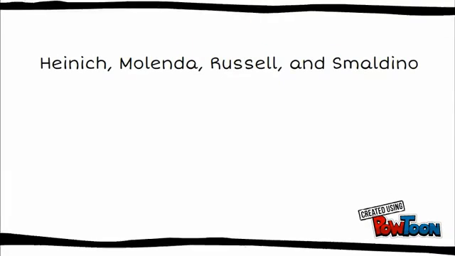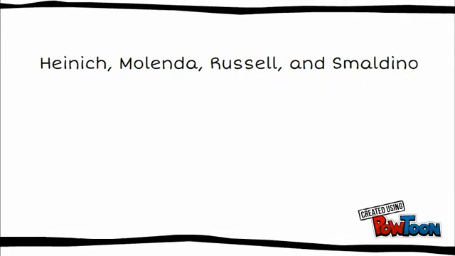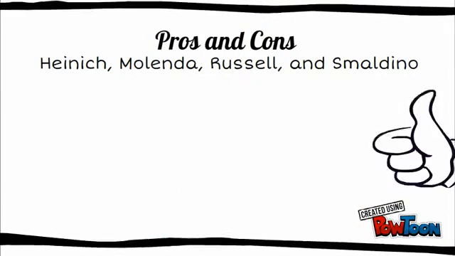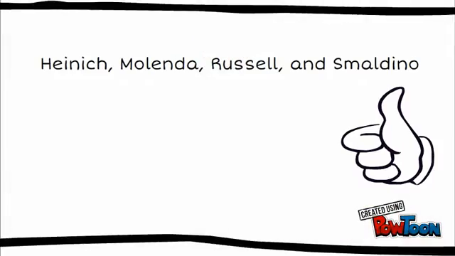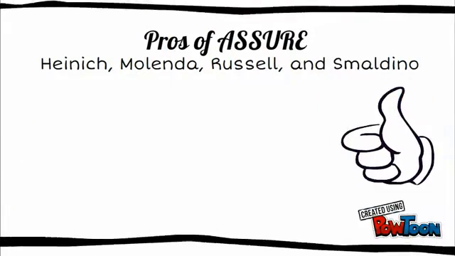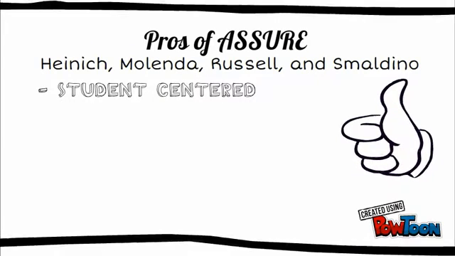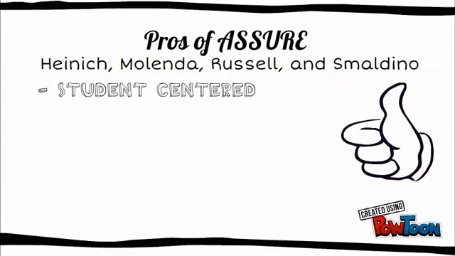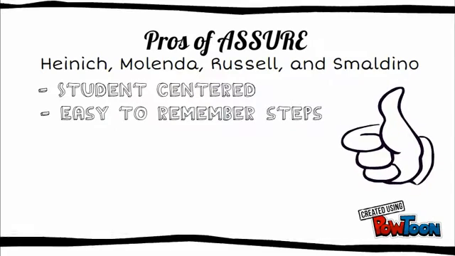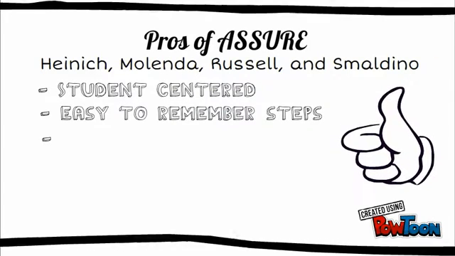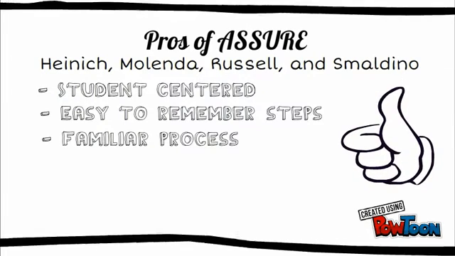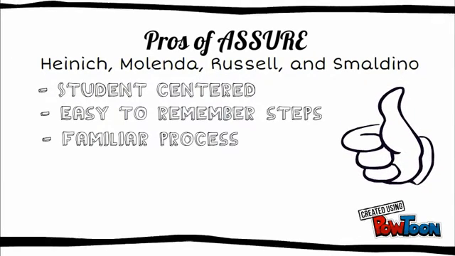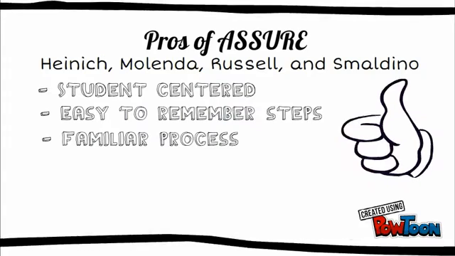Now that we are familiar with each of the steps in the ASSURE model, let's look at a couple pros and cons of this instructional design model. Let's start with the pros. First, this model is student-centered, focusing on the learner. Next, while there is no diagram for this model, it is easy to remember the steps using the ASSURE acronym. And finally, because it looks like a typical lesson plan with an emphasis on media, it is a familiar process and does not have a large learning curve.